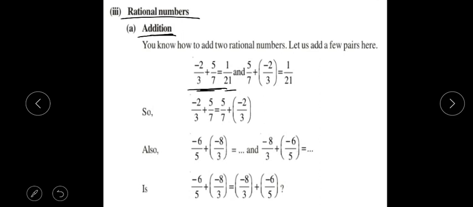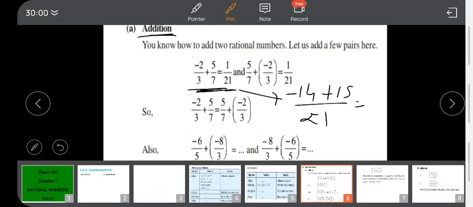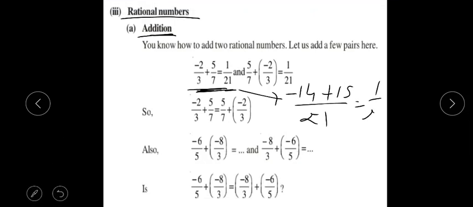After taking the LCM, 21, we can solve it here. Since 21 is the LCM, we have to multiply 2 by 7 and 5 by 3, that would result in minus 14 plus 15. So it would result in 1 upon 21, that is here. Similarly, we can add.